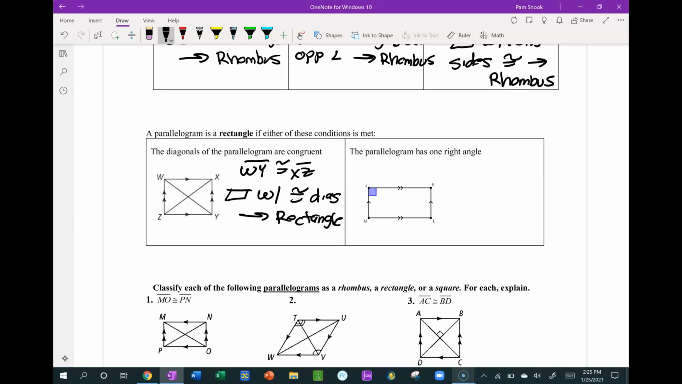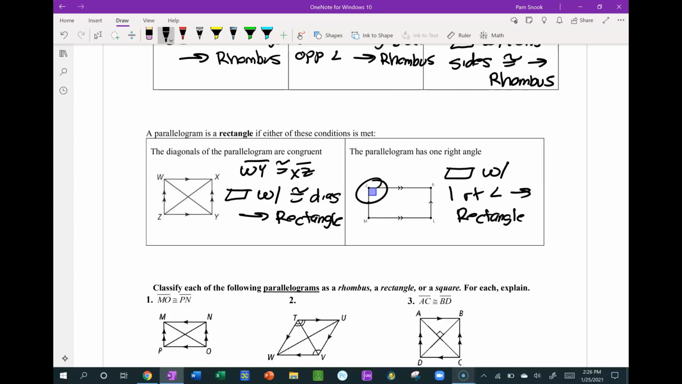And the second one is one right angle. So looking at this parallelogram, JKML, if I just have one of those angles, doesn't have to be angle K or angle L or angle M, any one of those angles is a right angle, I have a rectangle. So parallelogram with one right angle implies rectangle.